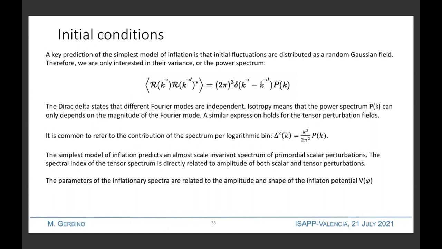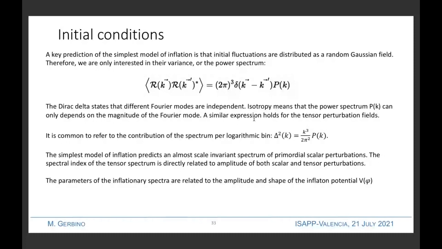So basically, the delta function on the right is telling us that the different Fourier modes can be treated independently from each other, so there is no mixing between different Fourier modes. And the power spectrum depends only on the magnitude of the Fourier wave number, which is a consequence of the fact that the universe is on average isotropic, and so there is no dependency on the direction of the Fourier mode. And a similar expression can also be written down for the tensor power spectrum.